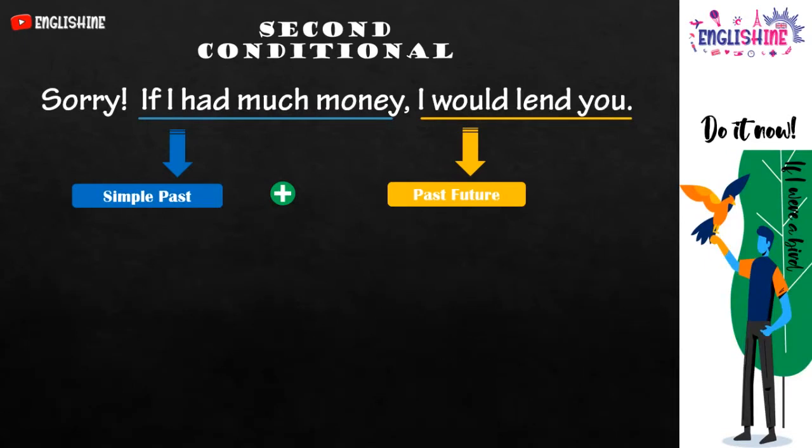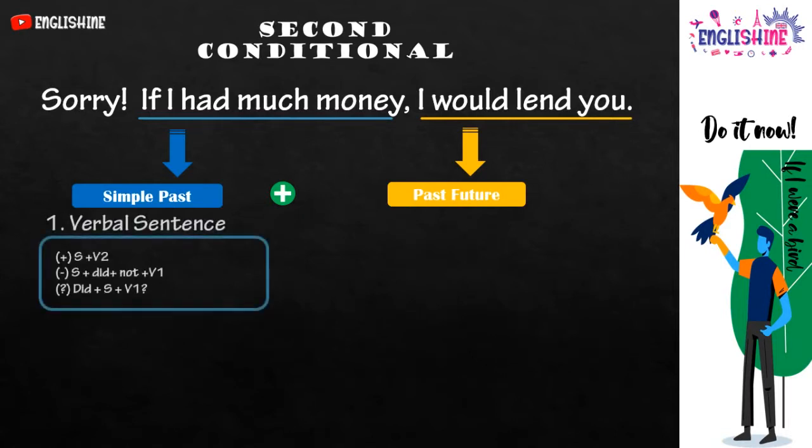We begin with the simple past. First is verbal sentence. Here is the formulation of how to make it. There are positive using verb 2, negative using did not or didn't plus verb 1, and interrogative using did in front of the sentence.